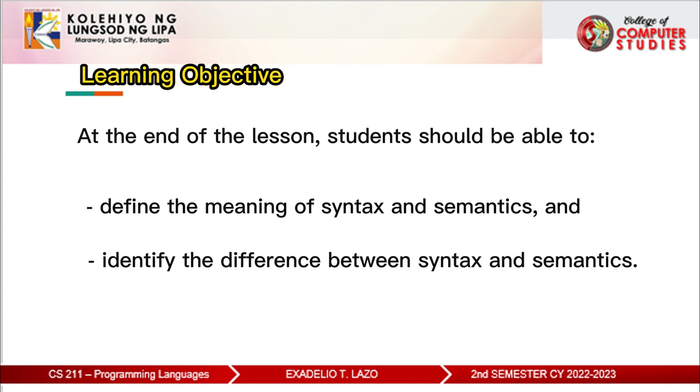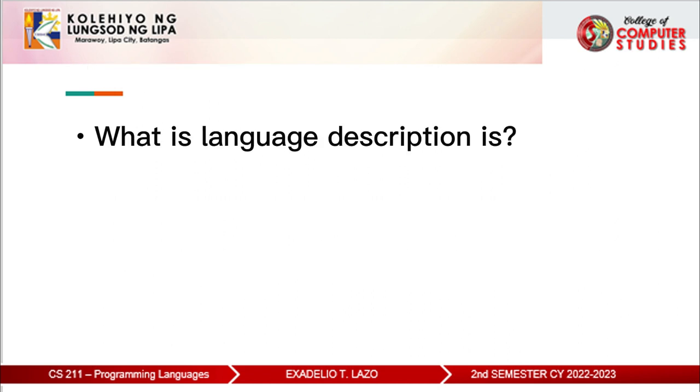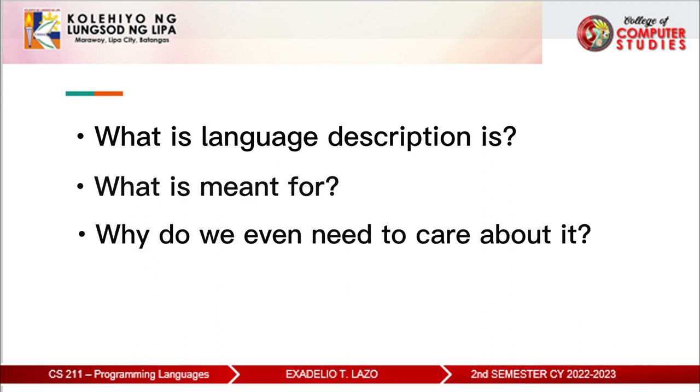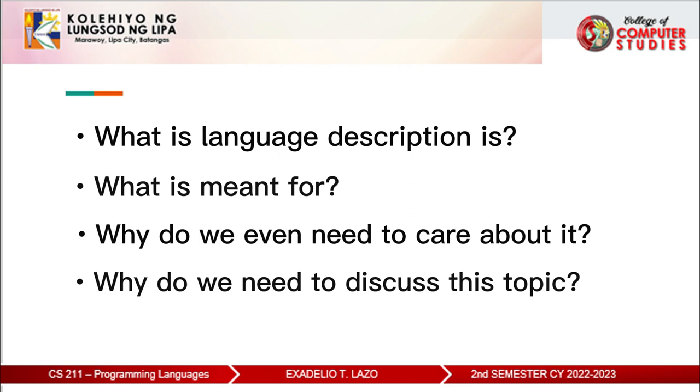Before we discuss the general problem of language description, we need to understand what language description is and what it is meant for. Why do we even need to care about it? Why do we need to discuss this topic? Now imagine you, as a programmer of a language, don't know how a statement is composed, or why it is composed this way. If you don't know this elementary part, how can you code?